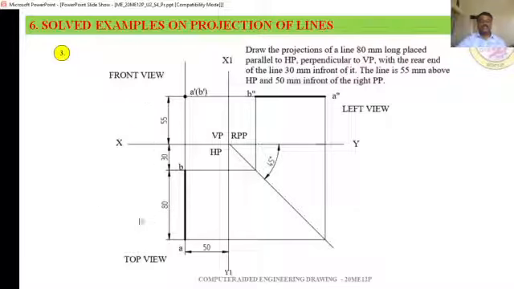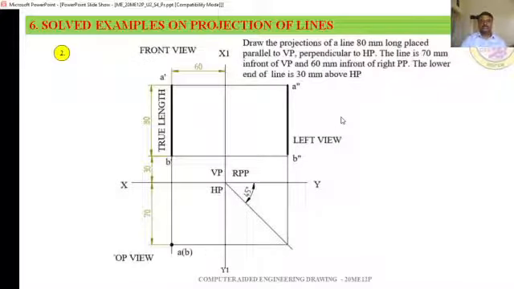Can see here from the top view also. So B double dash, A double dash, you name it, this is the side view. Okay, now another condition.